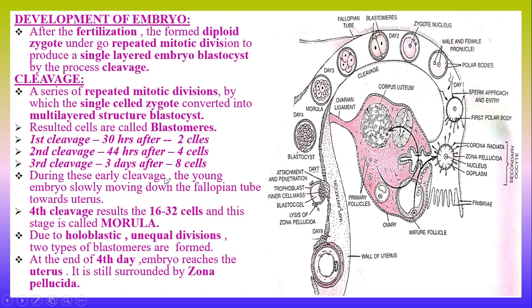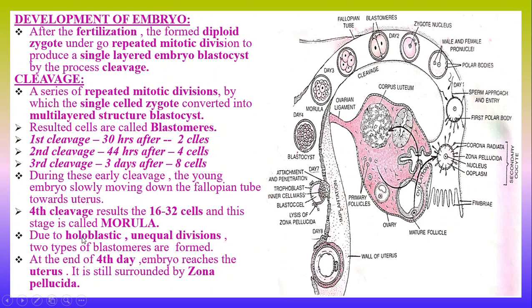During this early cleavage stage, the young embryo slowly moves down the fallopian tube towards the uterus. See, it gradually moves and reaches the uterus through the fallopian tube. The fourth cleavage results in 16 to 32 cells. First cleavage is 2 cell, second is 4, third is 8, and the fourth is a double division. So 16 to 32 cells are formed. This structure is called the morula. Is there any gap between the cells? There is no gap anywhere between the cells. Only this ball of cells is called the morula. At this stage, an embryonic ball of blastomeres without a cavity is called the morula.